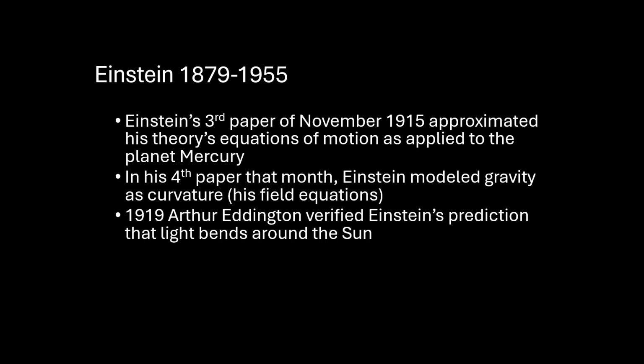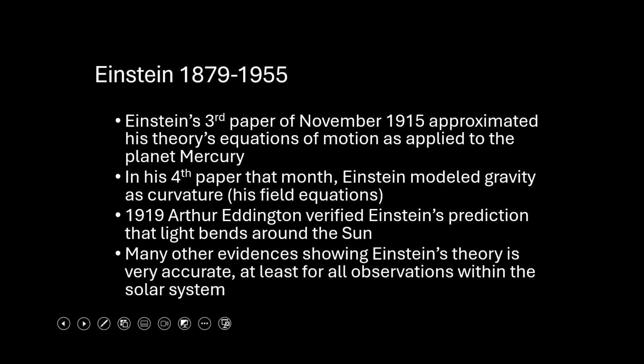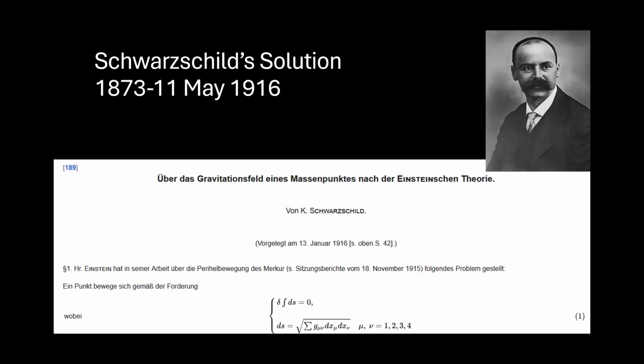Now, in 1919, Arthur Eddington verified Einstein's prediction that light bends around the sun. Einstein's field equations imply that massive objects curve space-time, which causes light to bend around those objects, and this was observed as early as 1919 by Arthur Eddington. Since then, many other evidences have been found showing that Einstein's theory is very accurate, at least for all observations that are within the solar system.